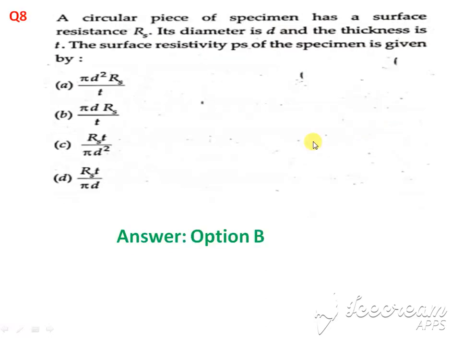Question number 8. A circular piece of specimen has a surface resistance Rs. Its diameter is D and thickness is T. The surface resistivity rho S of the specimen is given by, the answer is option B, pi D Rs by T.